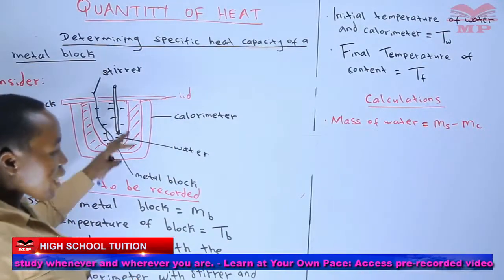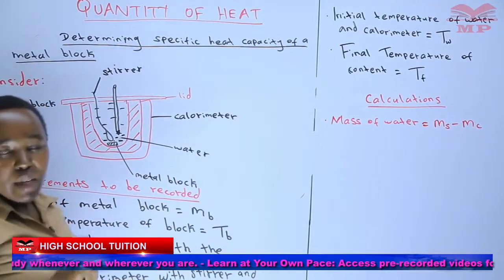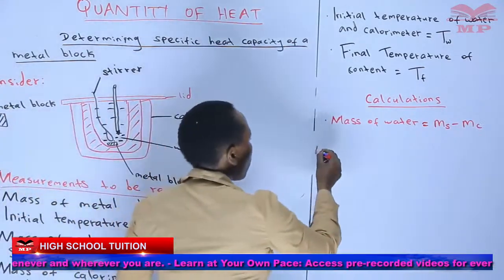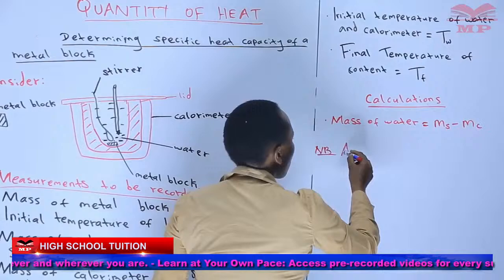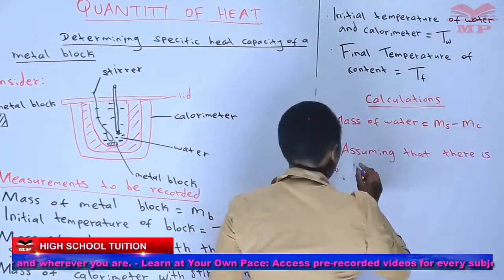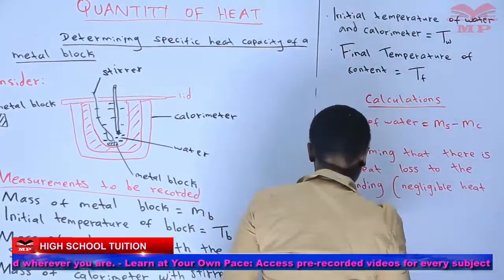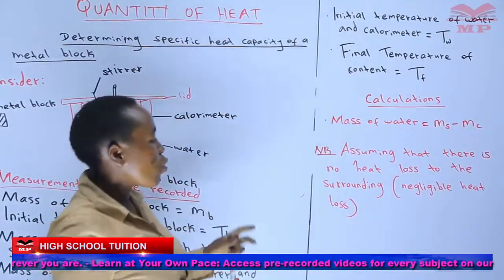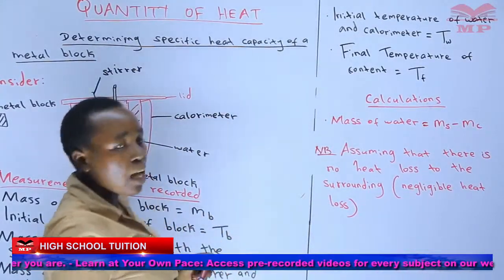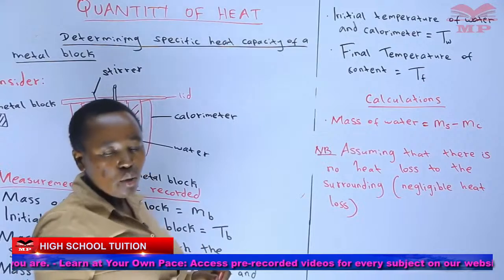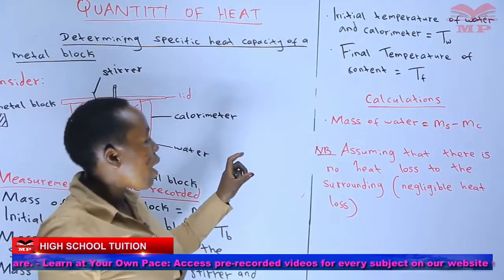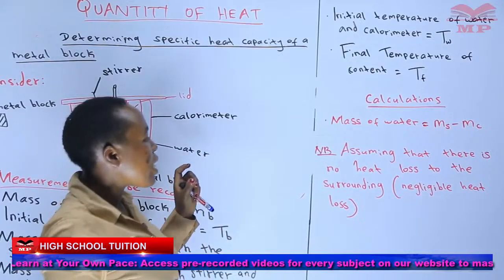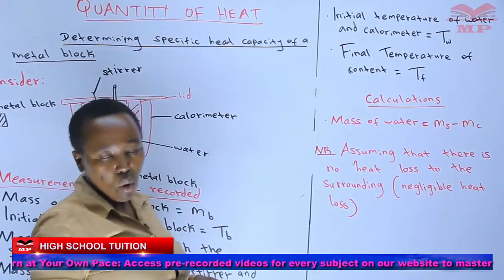Now, in this experiment, NB, assuming the heat loss is negligible, it will mean the following. Here we are assuming, because we are using the calorimeter to minimize the heat loss to the surrounding, that in our calculations there is negligible heat loss.